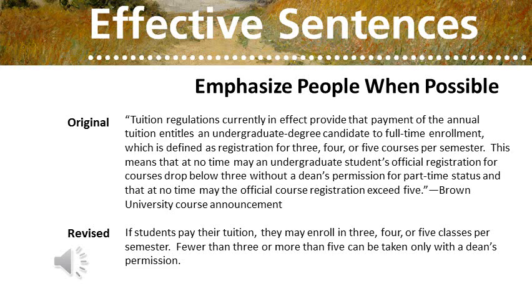Tuition regulations currently in effect provide that payment of the annual tuition entitles an undergraduate degree candidate to full-time enrollment, which is defined as registration for 3, 4, or 5 courses per semester.